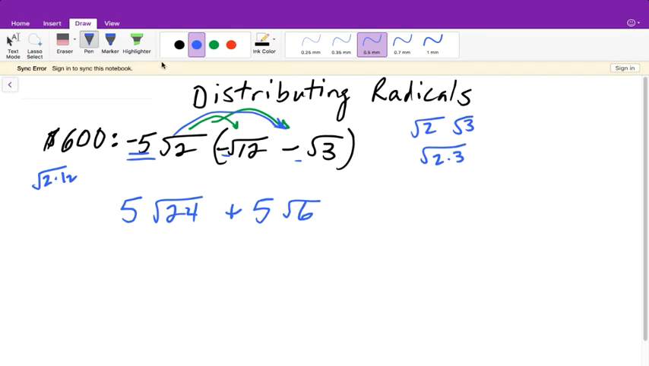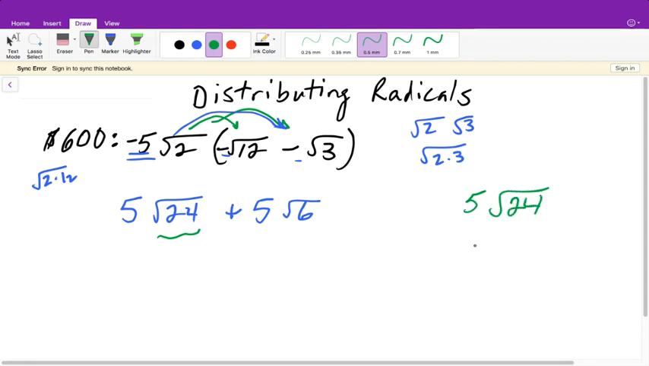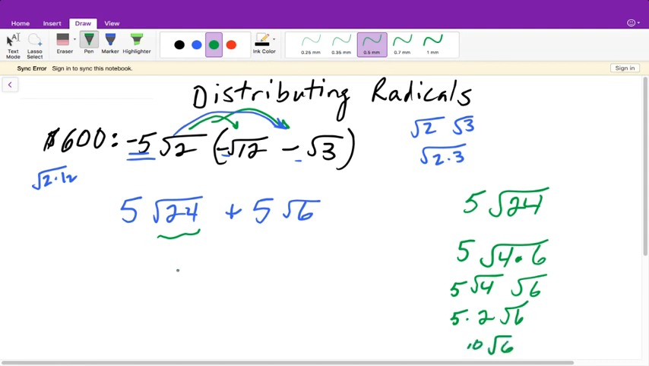All right, now we look and see, can any of these reduce? Yes, the square root of 24 can. So we look and see, well, what perfect square goes into 24? 4 does, and it goes into it 6 times. So we look at them separately, square root of 4 times the square root of 6, so it's 5 times 2, which is 10 times the square root of 6.